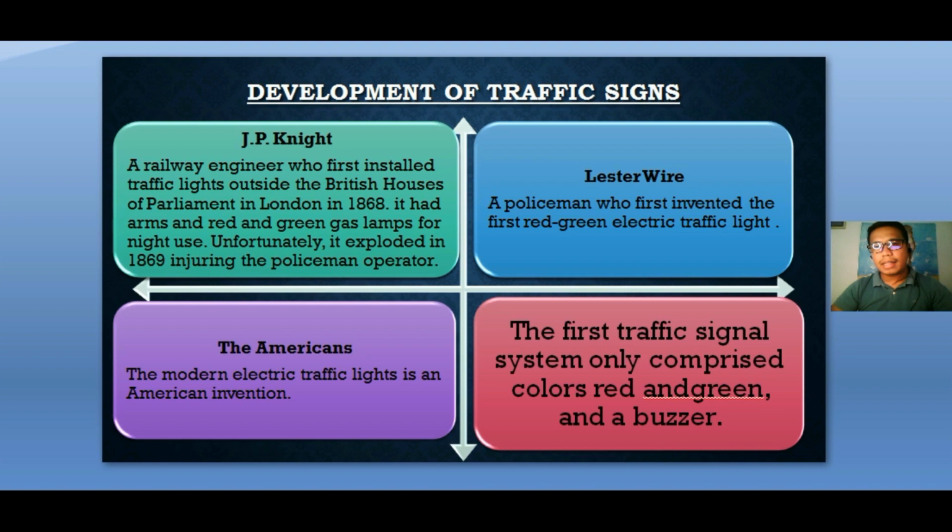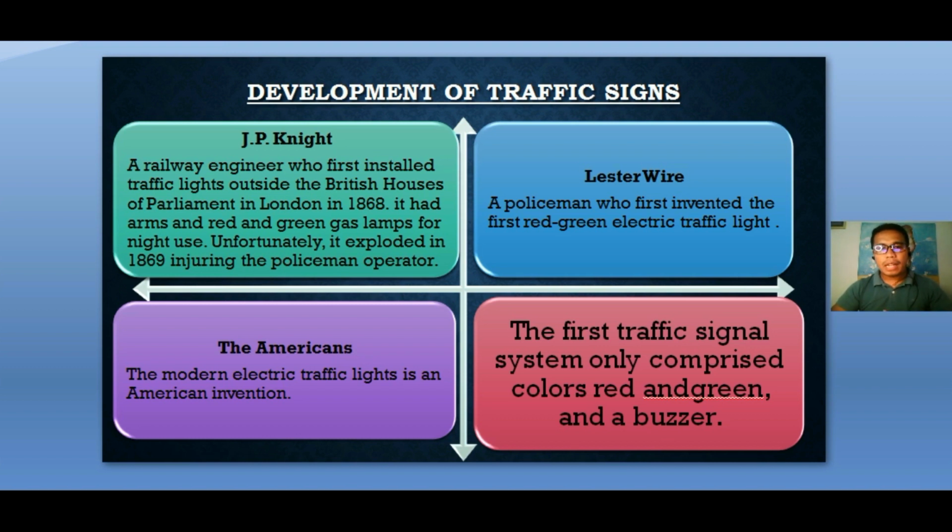We have personalities like J.P. Knight and Mr. Ware. So these two individuals were the ones who first invented the traffic lights. The difference in their contribution is that J.P. Knight established or installed his traffic lights outside the British Houses of Parliament in London in 1868. His traffic lights consist of two colors only, the red and the green. But the red and the green colors were emitted from the gas lamps. And these traffic lights were used during nighttime only.